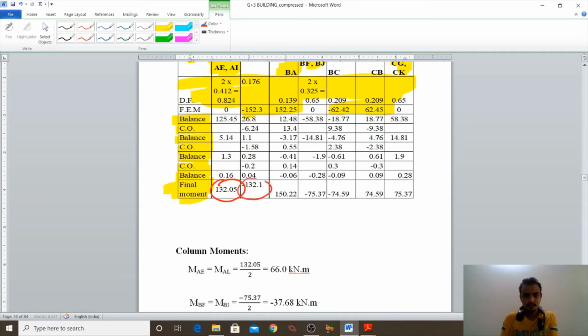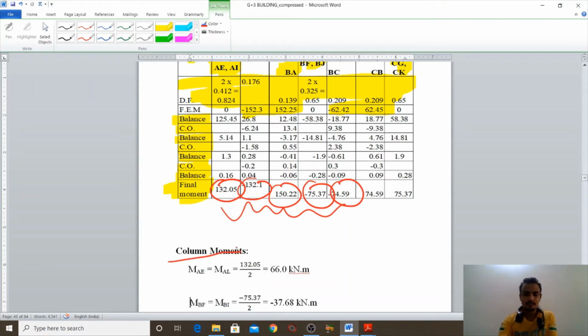132.05, 132.1, 150.22, 75.37, 74.59, same as for all members. These are the final moments. So by using the final moments we can design a beam.